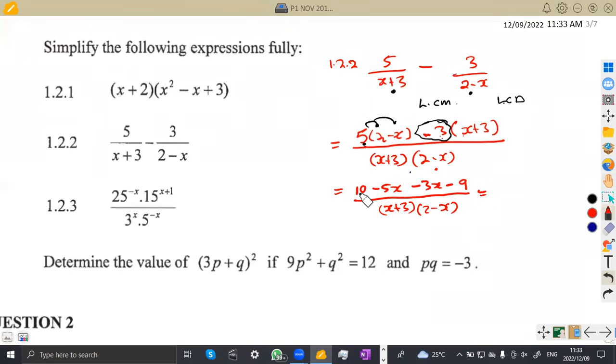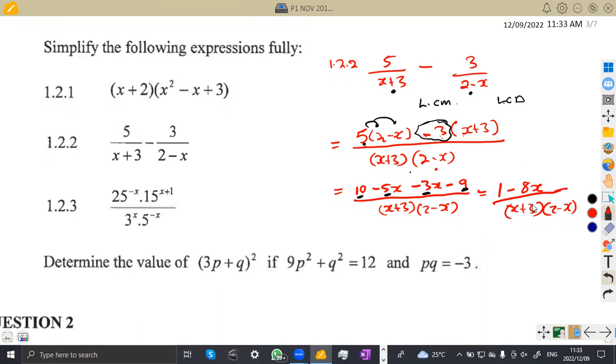So you can just collect the constant terms together. We've got 10 and negative 9. If we subtract 10 minus 9, that is 1. All right, so we've got 1 here. Then we've got x and x here, which is negative 5x and negative 3x. That is negative 5, negative 3, which is negative 8x. Everything over x plus 3 into 2 minus x. So that is what you're going to have.